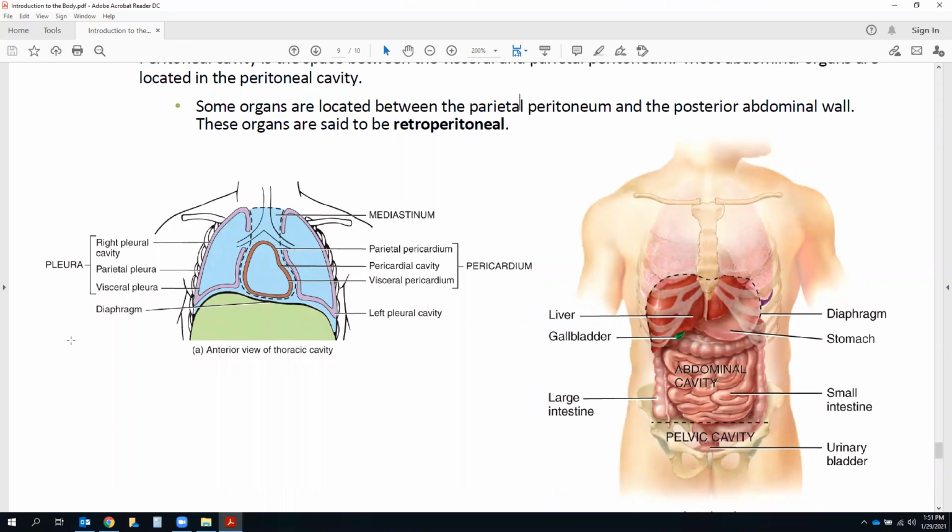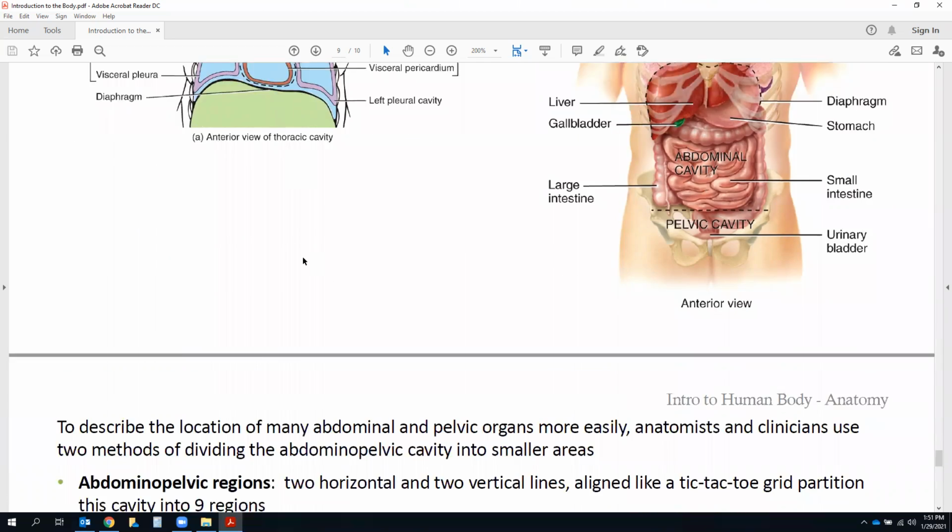in the semester. As far as these two pictures go, this one shows the membranes that I talked about of the thoracic cavity. This one was showing the abdominal cavity. I really only include them because they're in your textbook. They're not anything I would ask you to know.